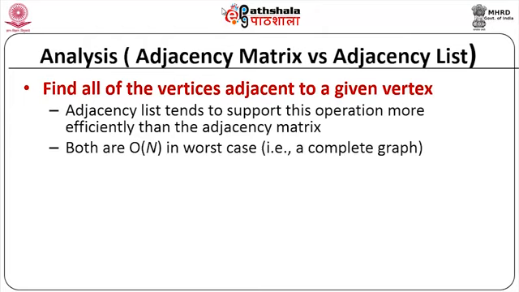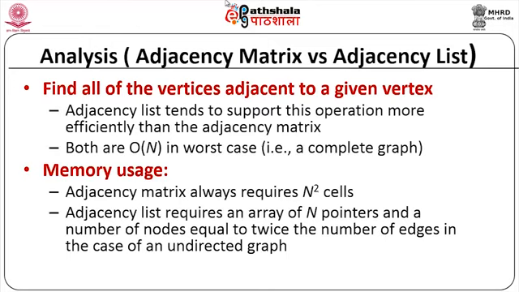But if you are going to have some other operations like we saw in the previous slide, then it is better to choose the adjacency matrix. So, that is very important: choosing what operations you want for the ADT. For the graph ADT, what are the operations you want, what is the implementation you want. Adjacency list tends to support this operation specifically, and both are of the order of n in the worst case. Worst case means when it is a complete graph.